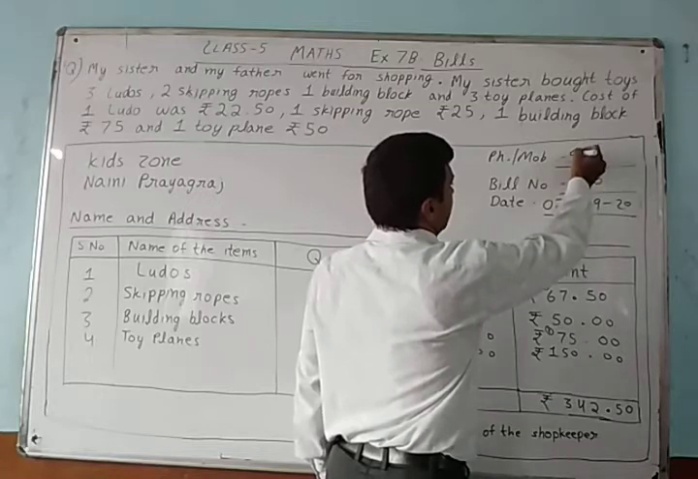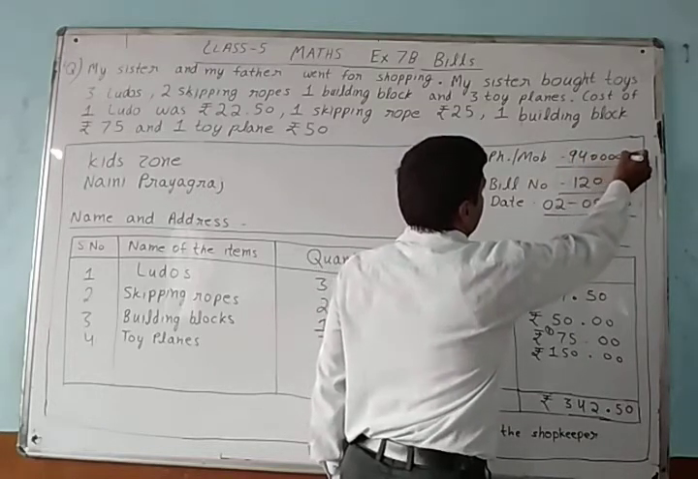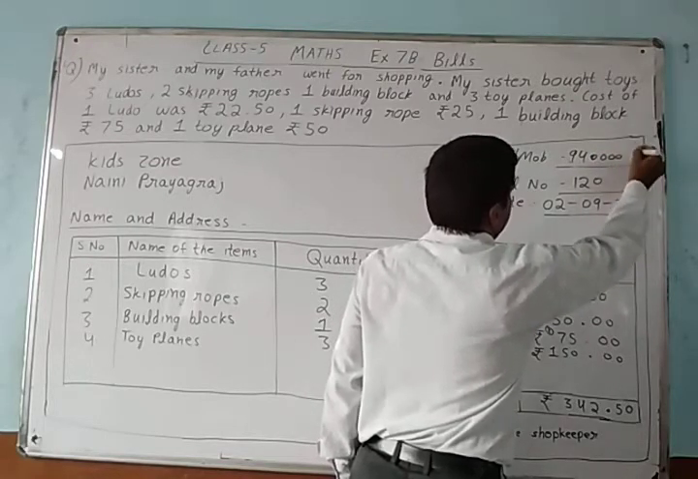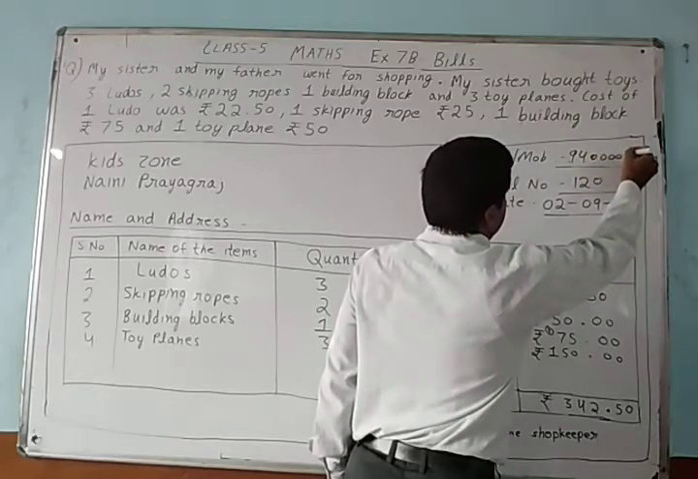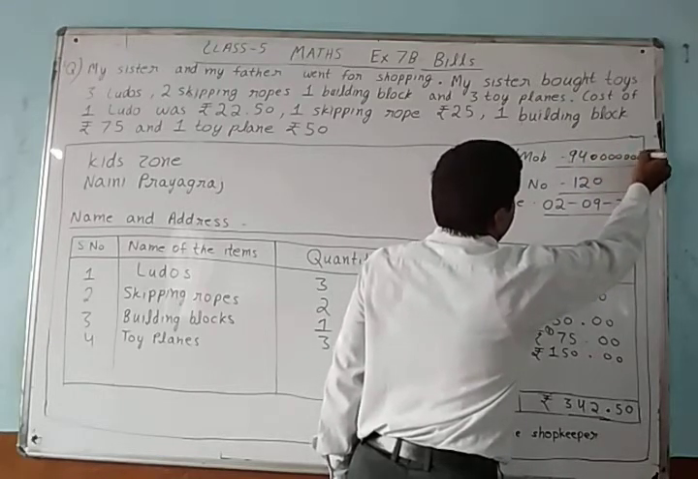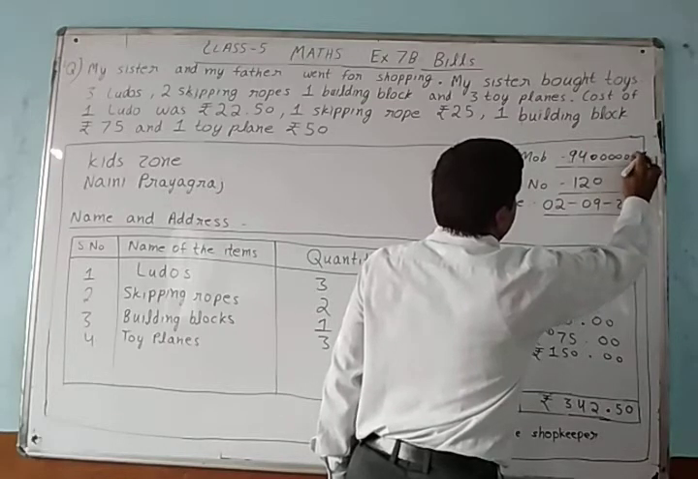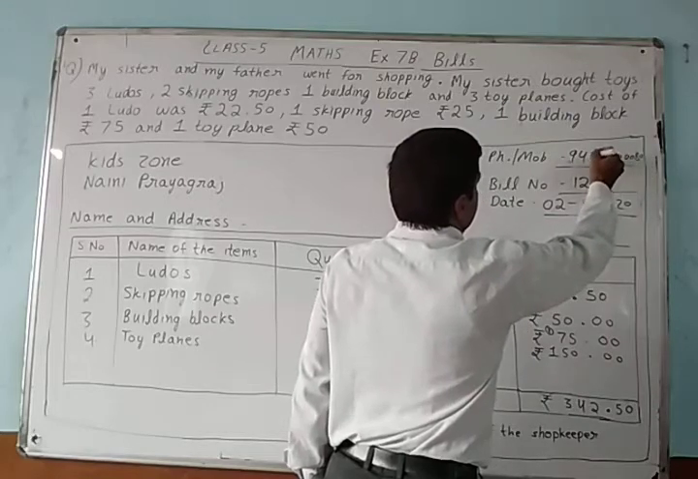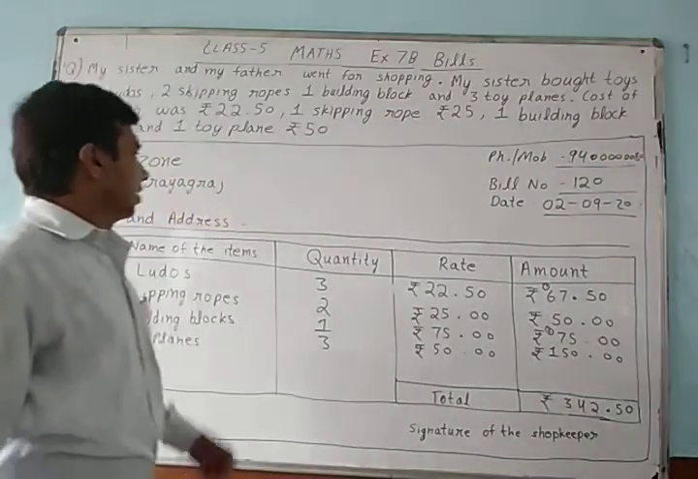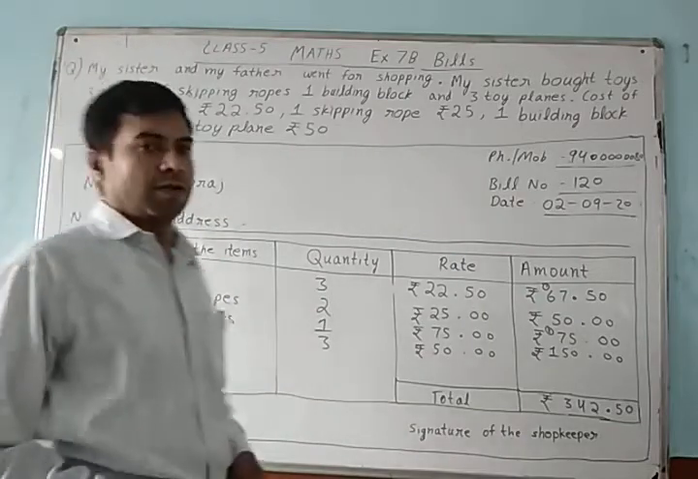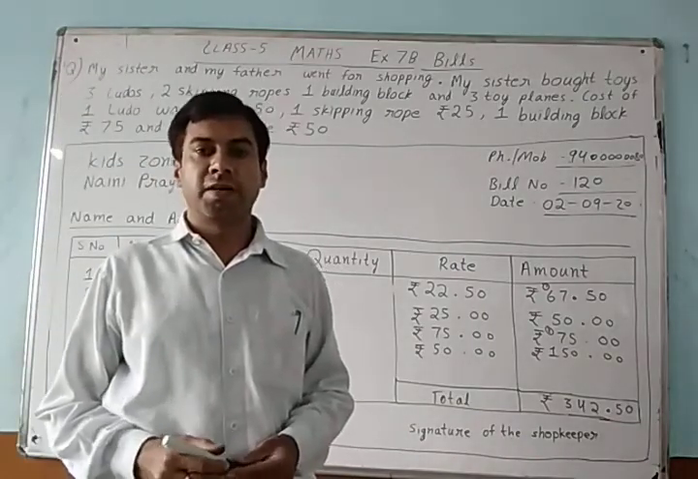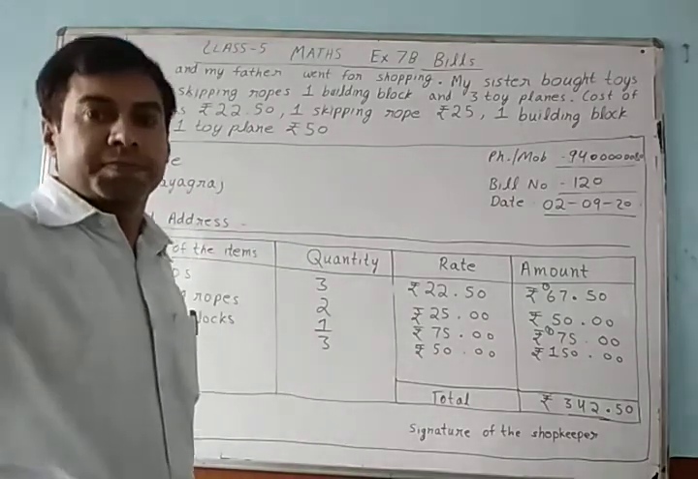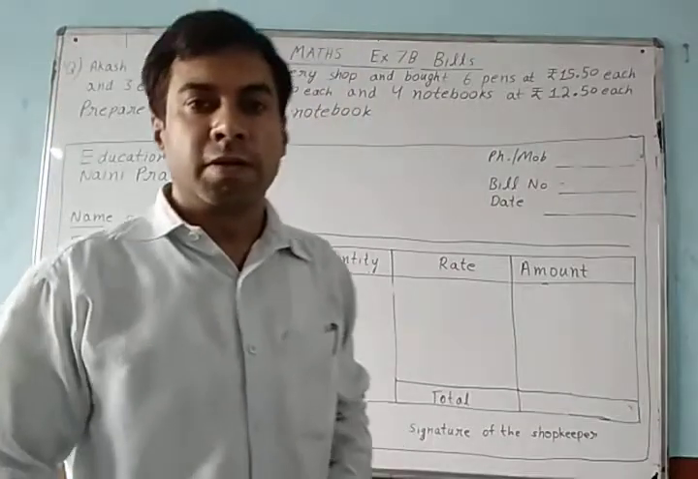Here you can write any mobile number. You can write your own mobile number. You can write the name and address. So in this way, students, you can prepare a bill. I hope you all have understood this question. Next question, students.